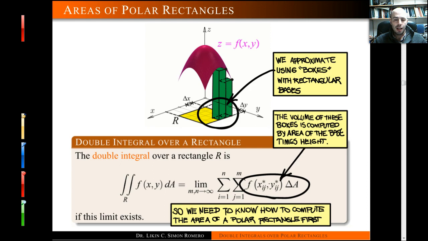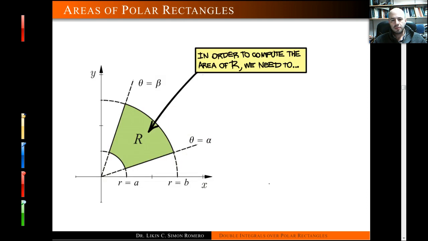First, we're going to do exactly the same thing. We're going to subdivide the interval of the radius and the interval of the angle. And with that, we're going to create the smaller polar rectangles, and from there, our boxes are going to go up to the surface. So in order to compute the area of R, we need to compute the areas of polar rectangles. We need to do the following.